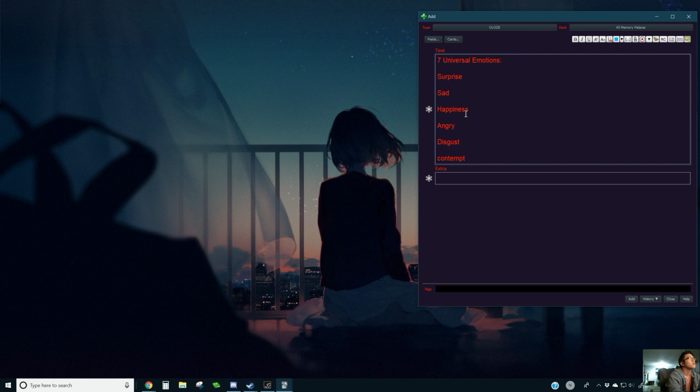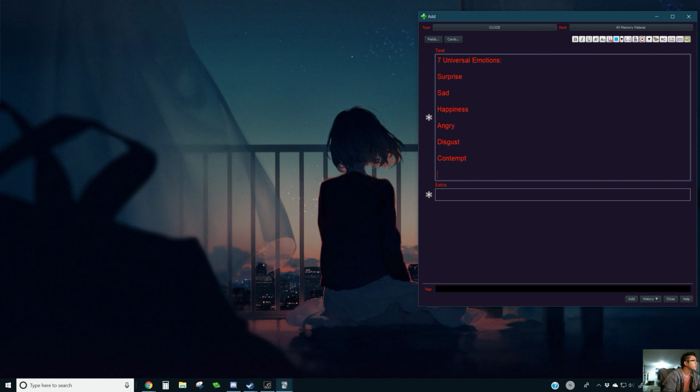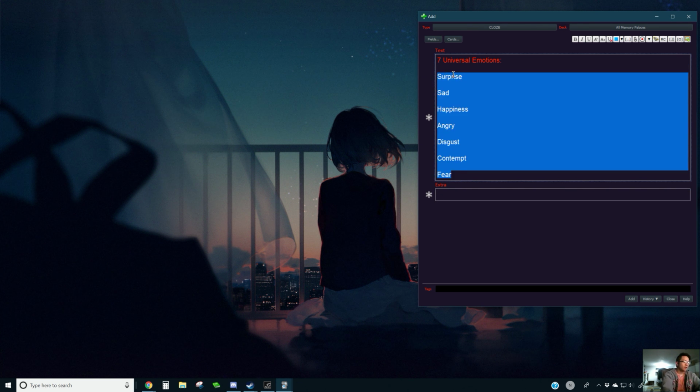Wait, that's 6. What am I missing? Oh, fear. Where's my fear? So I missed out on fear here. So the fear aspect will be the fact that, okay, my fear is that the little girl is going to kill everyone in the room because she is holding a knife. And that's the whole storyline.